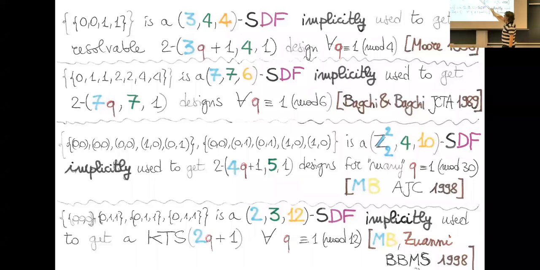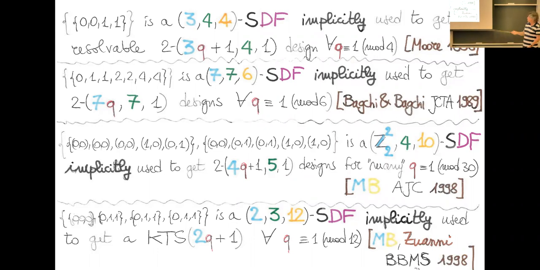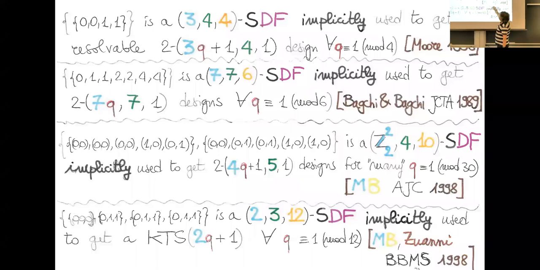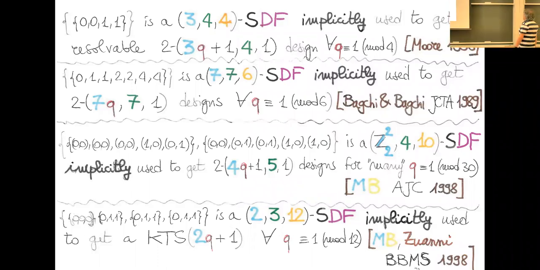2, 7, Q, 7, 1 designs for any Q congruent to 1 modulo cyclic if Q is a prime. But Q could be also a prime power, and the construction also works. And it was also used by Rudi Mathon some years before, in the special case that Q is equal to 31. He gave the very first example of a unital whose parameter is not a prime.